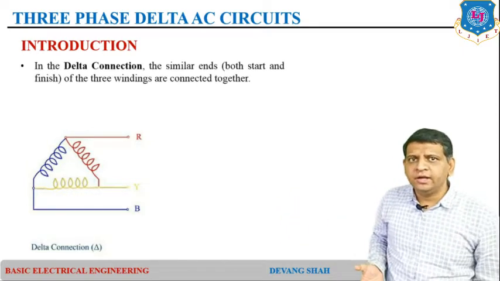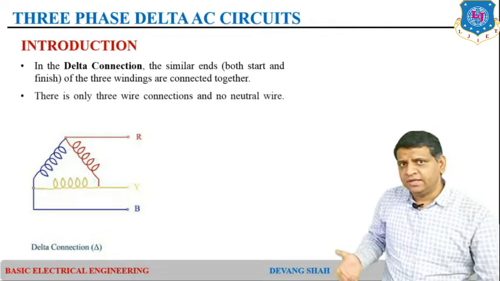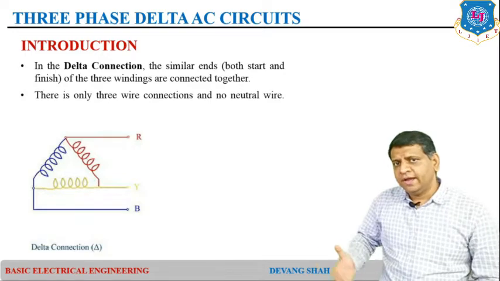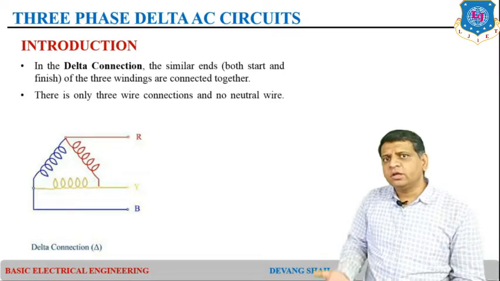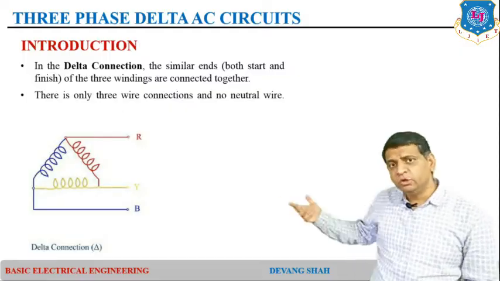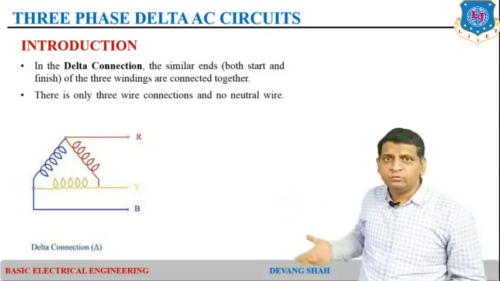In this particular delta shape, as I have discussed, there is an absence of the neutral line, as one end of the winding is not connected to a common point. That is what we discussed during the star connection. You can see there is an absence of neutral line, right.